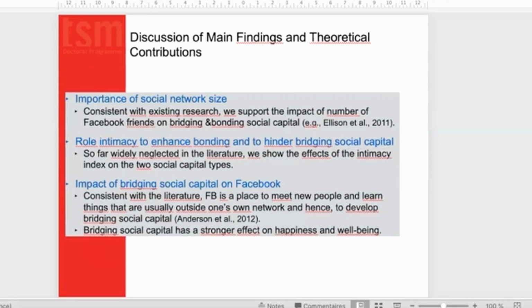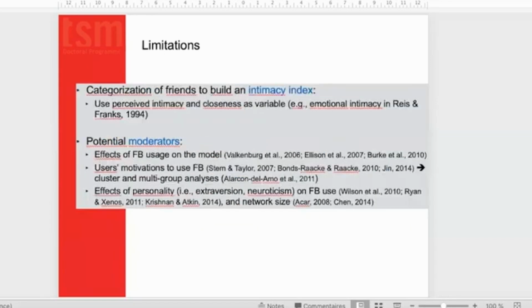The role of intimacy to enhance bonding capital is important, but hinders bridging social capital. So this link was so far neglected in the literature. So it's our main contribution. We show the impact of bridging social capital, which is more important than bonding capital. So it's an important research issue because we show for the first time that Facebook bridging is more important than bonding capital on happiness and subsequently well-being.